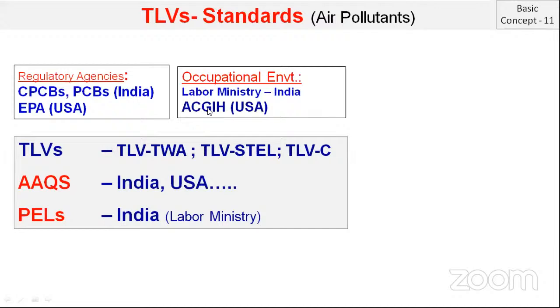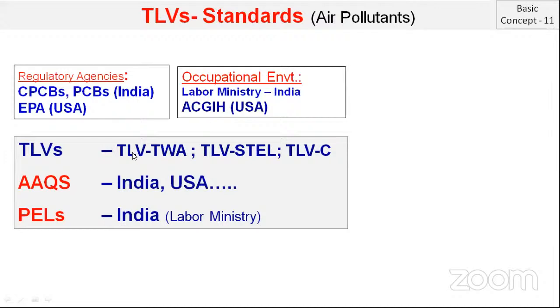This American Conference of Governmental Industrial Hygienists, though "government" is there, is a non-governmental agency, purely a research agency, which from time to time, every year, goes on updating threshold limit values for pollutants. As of now, there are about 150 chemical threshold limit values set. Very common industrial chemicals have threshold limit values available.